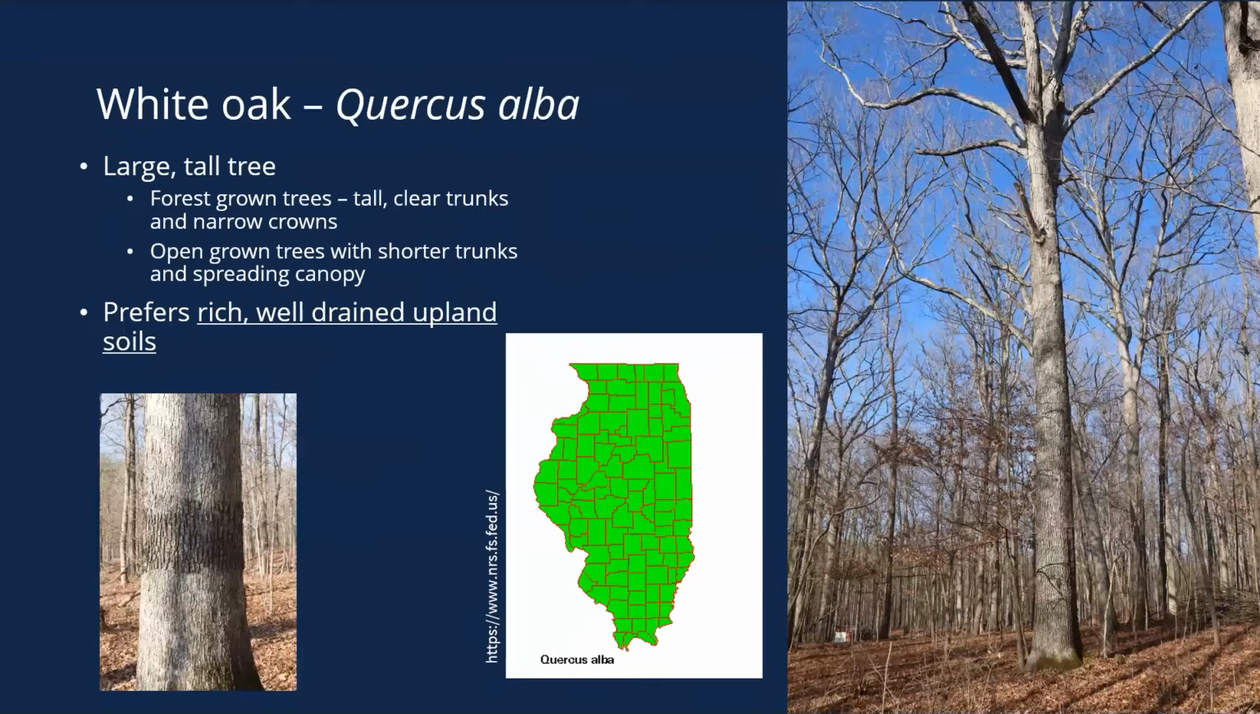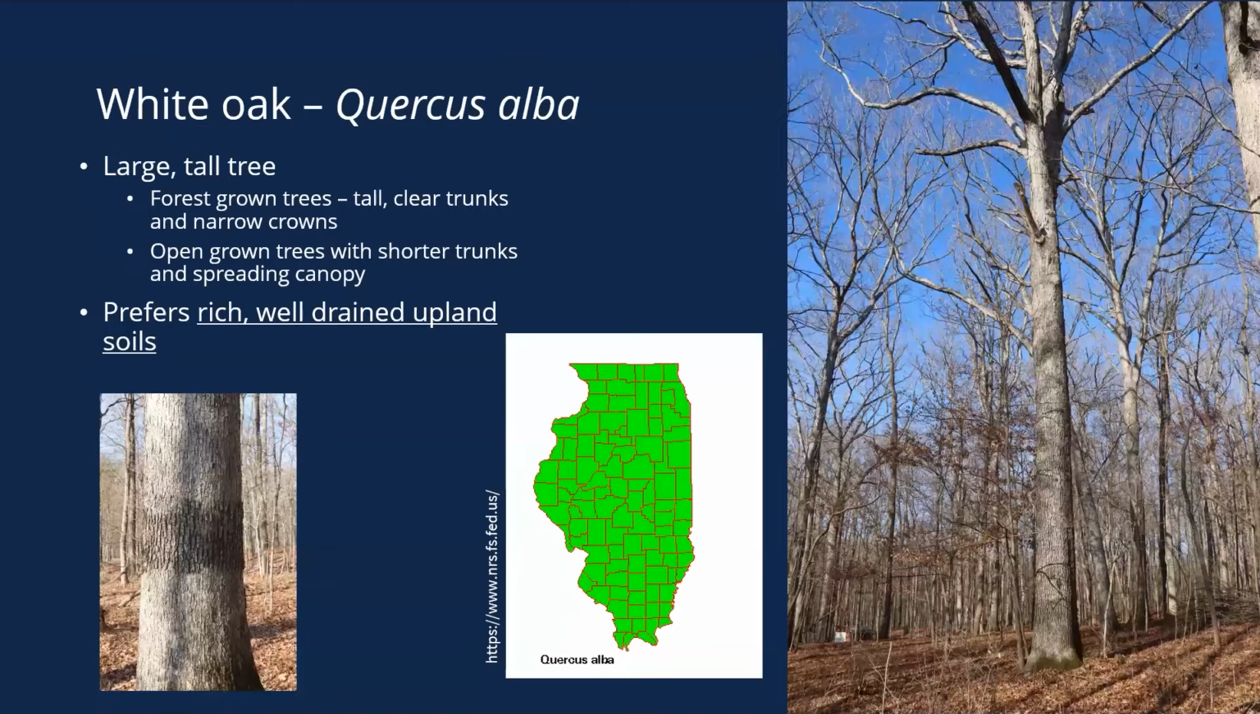So the first is our state tree, white oak, Quercus alba. If you see stuff that's underlined in the slides, those are going to be the big things that are very useful in ID, right? So white oak is a large, tall tree. Forest grown trees, so trees that are growing in amongst other trees, tend to be tall with clear trunks and narrow crowns. And actually, in terms of timber, one of the most valuable trees we have in Illinois would be a tall, clear trunked white oak, sometimes worth thousands and thousands of dollars.